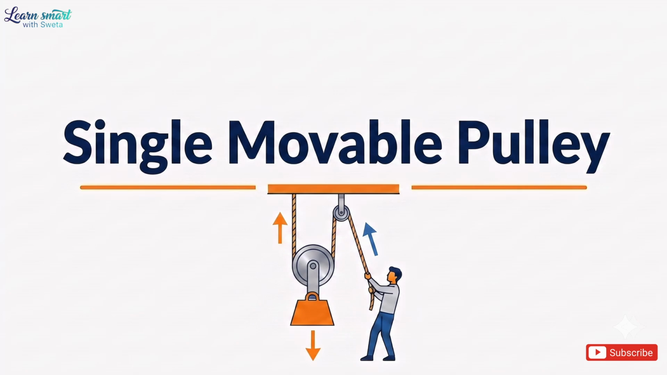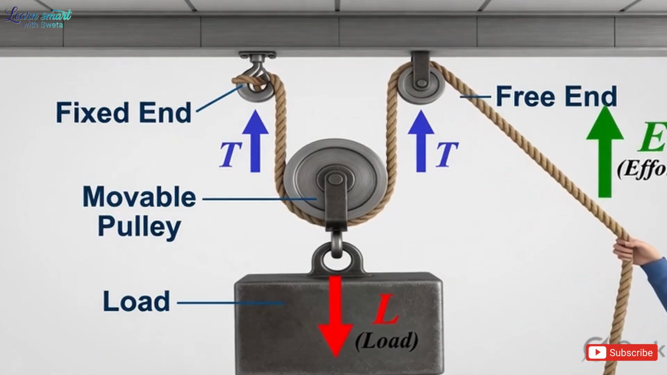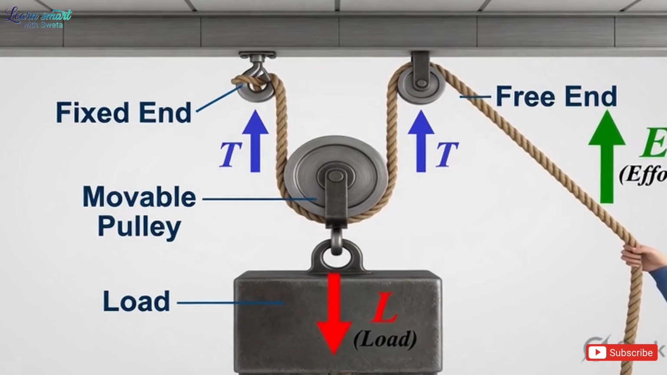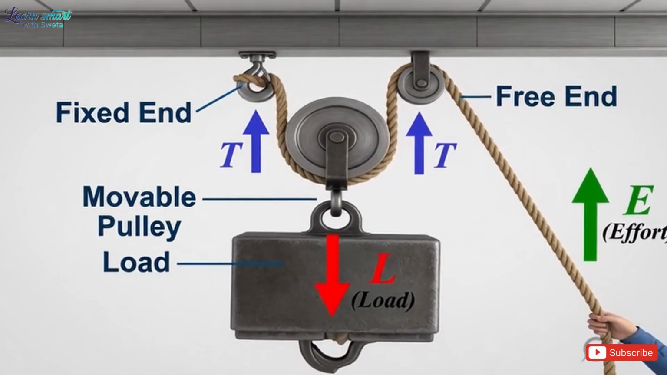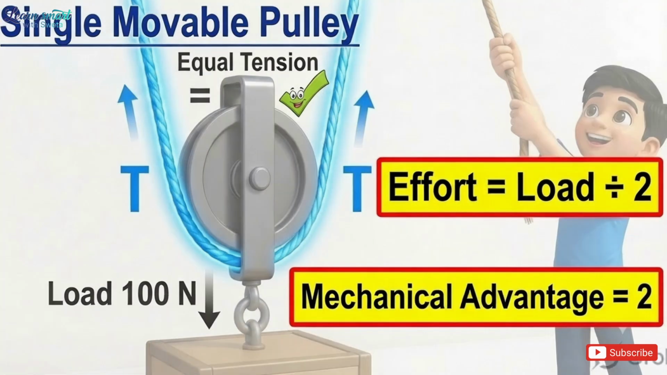Now let's make the pulley itself move along with the load. This is called a single movable pulley. Here, the load is supported by two parts of the rope. Each part carries equal tension. So, effort equals load upon 2. Therefore, mechanical advantage equals 2.